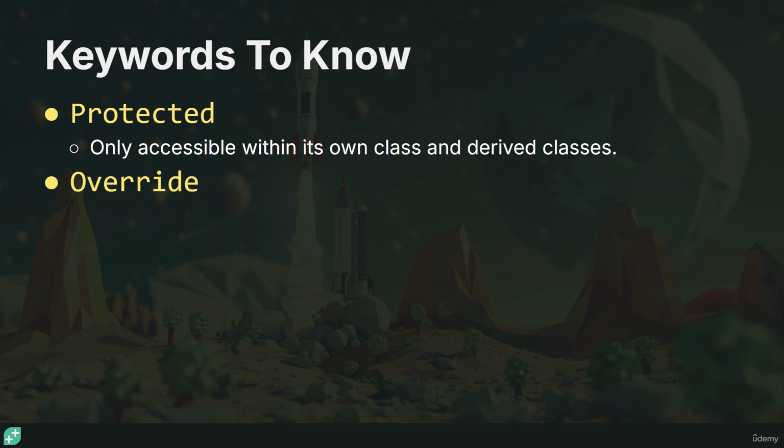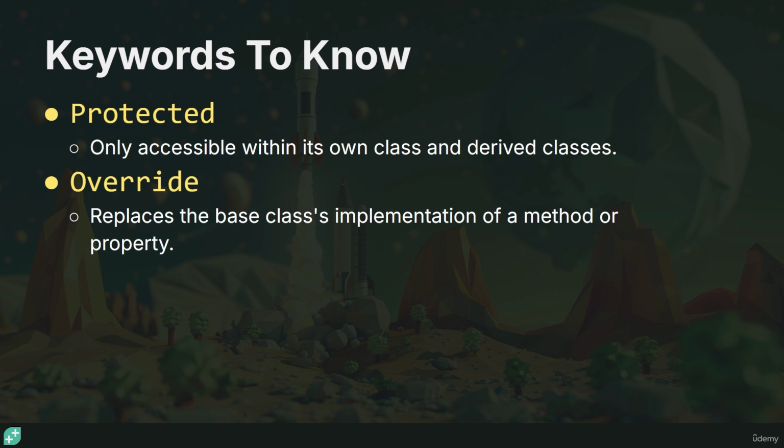The next keyword we'll use is override. It replaces the base class's implementation of a method or a property. For example, you might have some sort of generic onPickup method inside of your pickup class. If it's not overridden by anything that inherits from it, it'll just implement that sort of basic logic, unless something overrides it in a class that inherits from it.